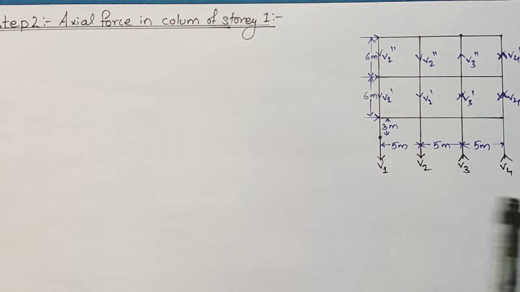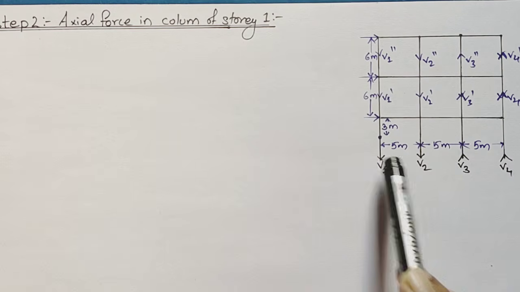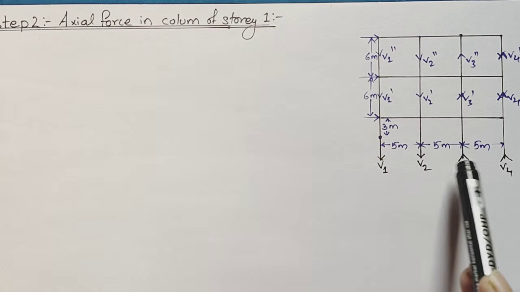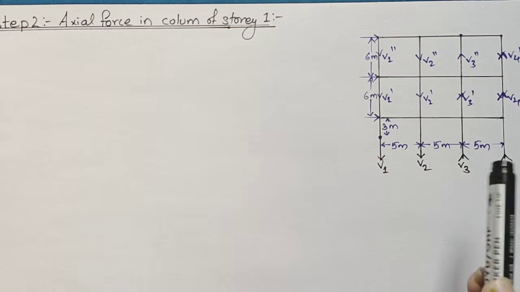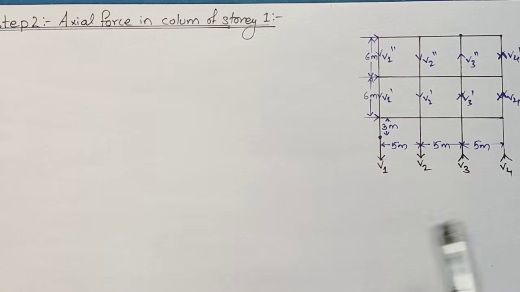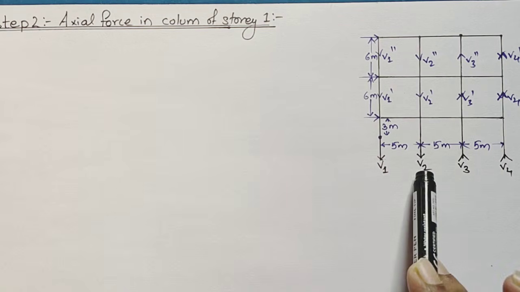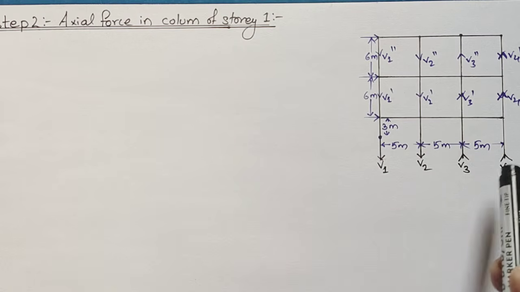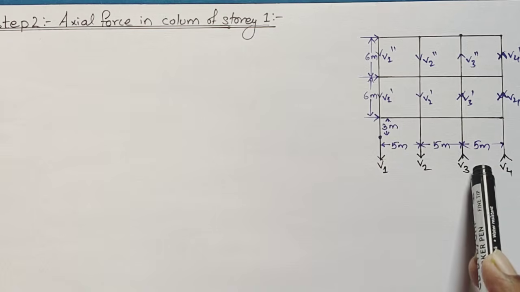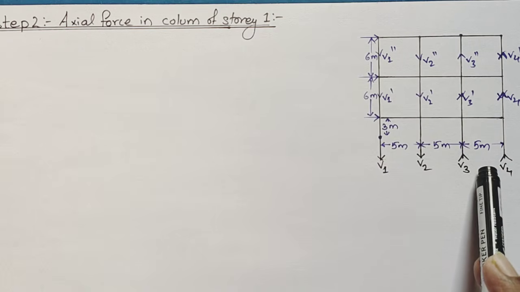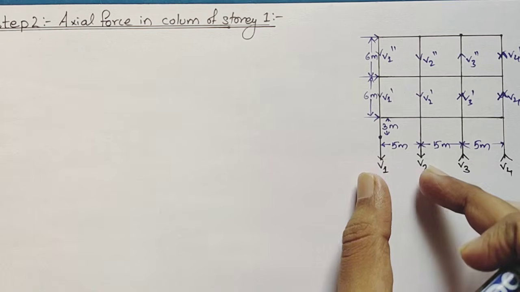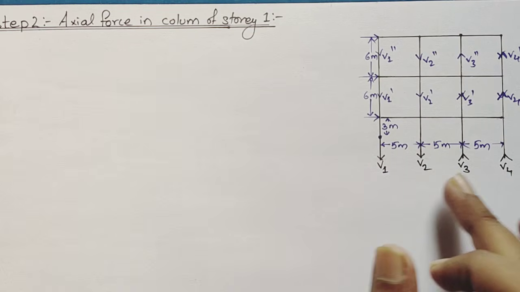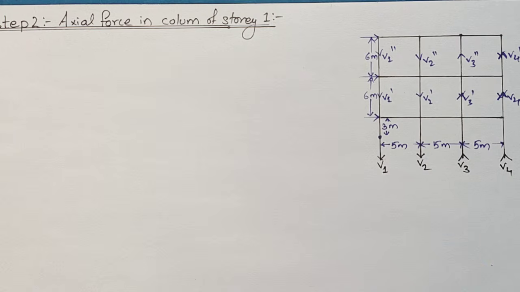And one thing more, these V3 and V4 forces are opposite in nature to V1 and V2. If V1 and V2 are tensile, then V3 and V4 will be negative, that is compressive. I hope you understand. V1, V2, V3, V4 are our axial forces.